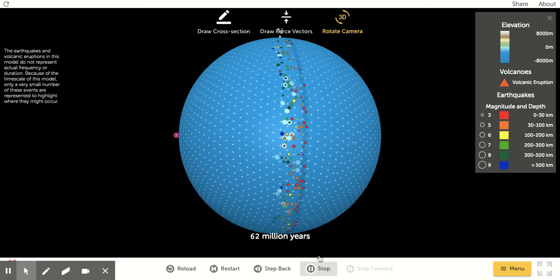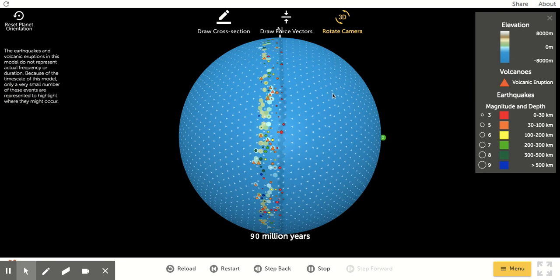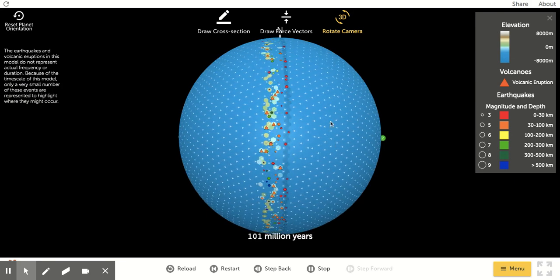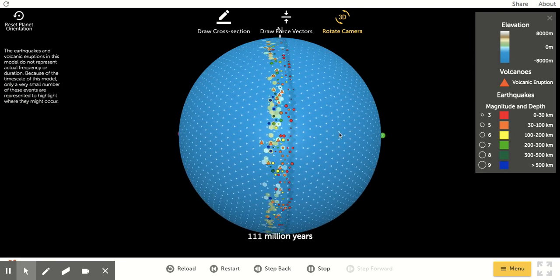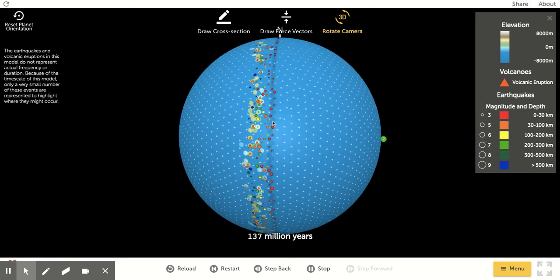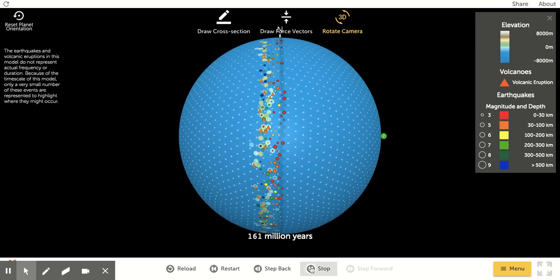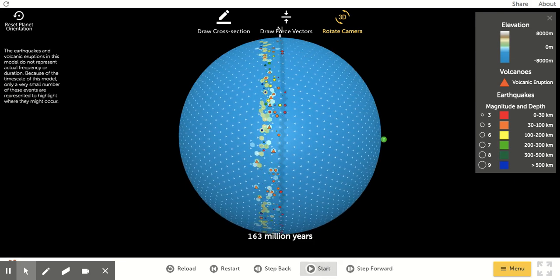So you notice what's happening. Our more dense plate on the right side is sinking under our less dense plate on the left. You notice what's happening on the left side. So let's stop and pause it right here. Like I said, I let it run for about 163 million years, somewhere in that range. You can pause yours. And what do you notice?